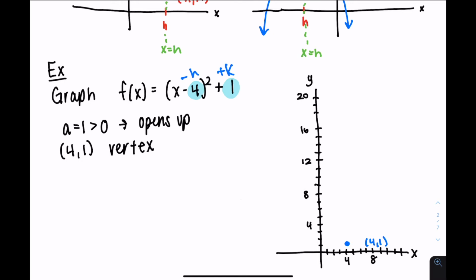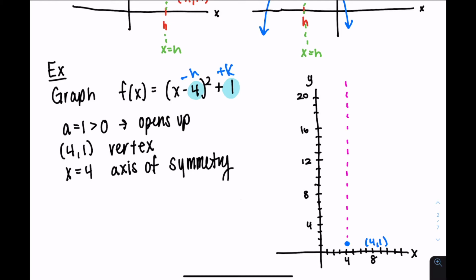I know it's going to open upwards, but I do want to find a couple other things as well. We know x equals 4 is our axis of symmetry. So we can go ahead and draw in that dotted line to tell us our graph is symmetric about this. Here's x equals 4. And then you should also find your x-intercepts and y-intercepts if they exist.